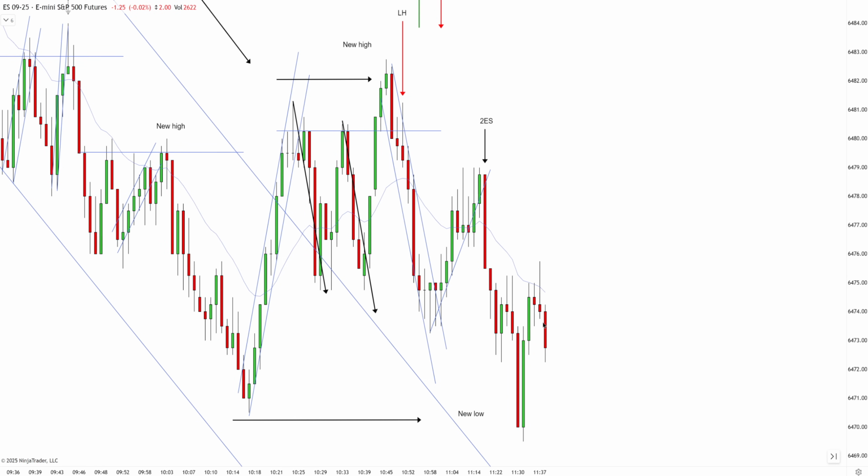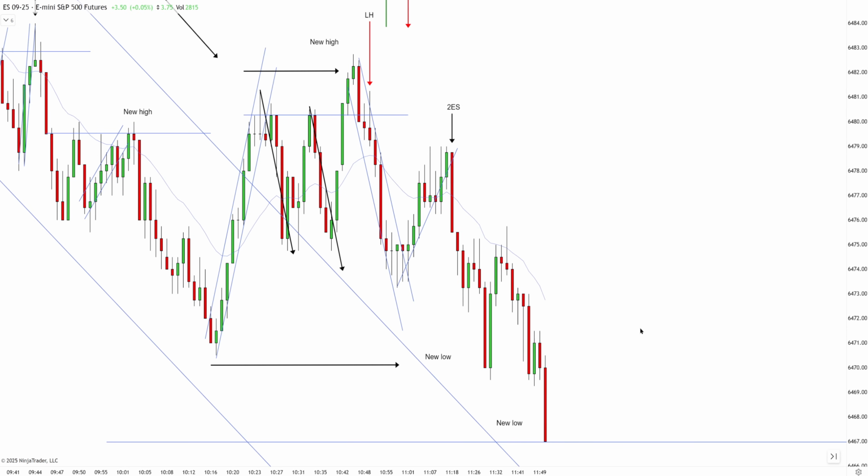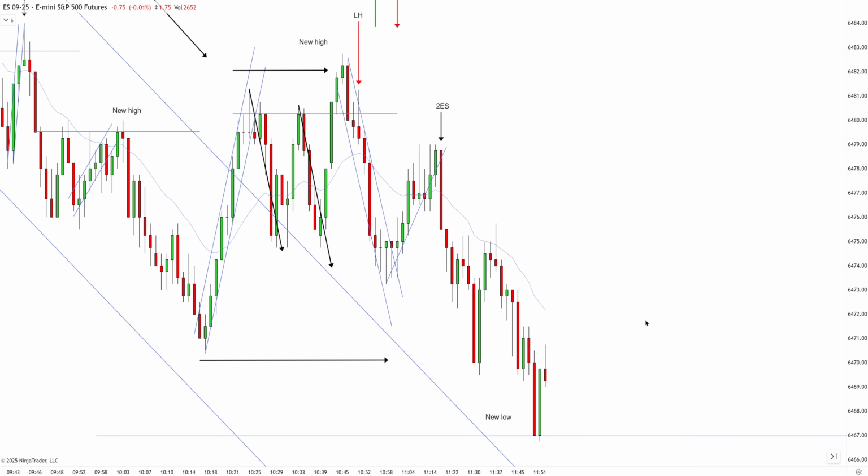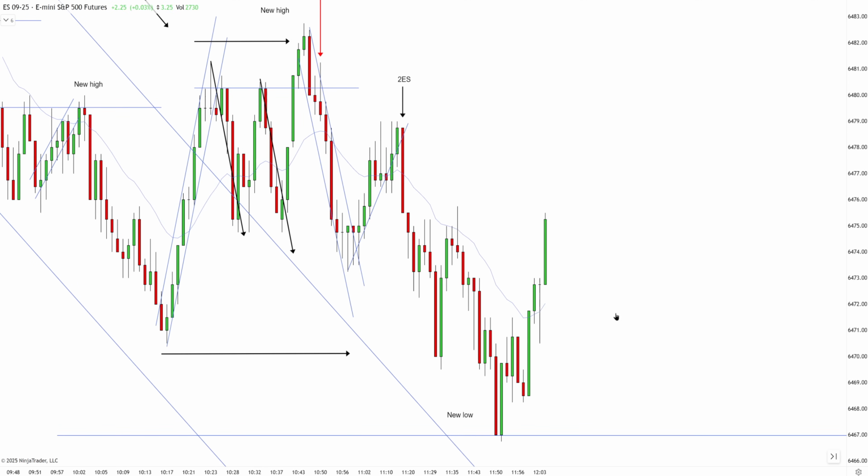I can't take failed second entry long now, even though it's tempting, but we just reached new extreme, and you never know if sellers are going to completely abandon the market, and there can be some reversal. So new market cycle can kick in, correction or consolidation. So let's see what's going to happen.